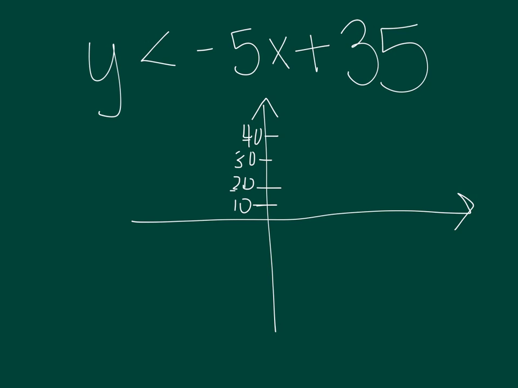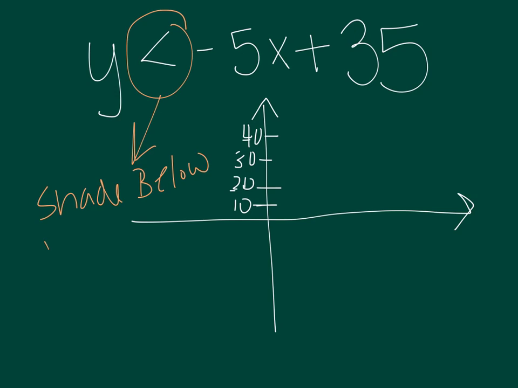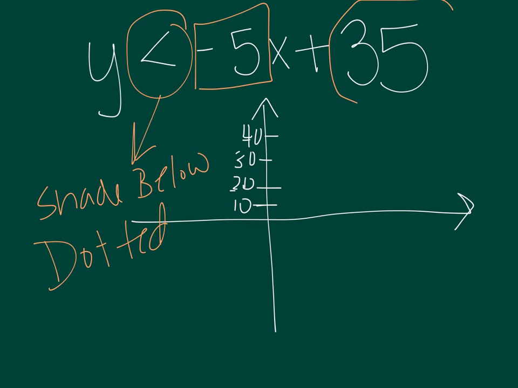Okay, on this problem we have y is less than negative 5x plus 35. This inequality states we need to shade below. And it needs to be dotted, since it does not have the line underneath. So our slope is negative 5, and we have a positive 35 y-intercept. So I'm going to go on my y-axis, plot on 35, and now I'm going to go down 5 to the right. Keep going in that process. I have a dotted line. And I'm now going to shade blue.